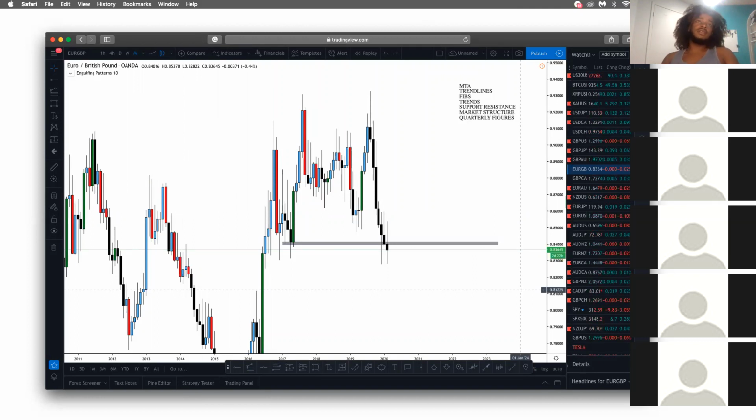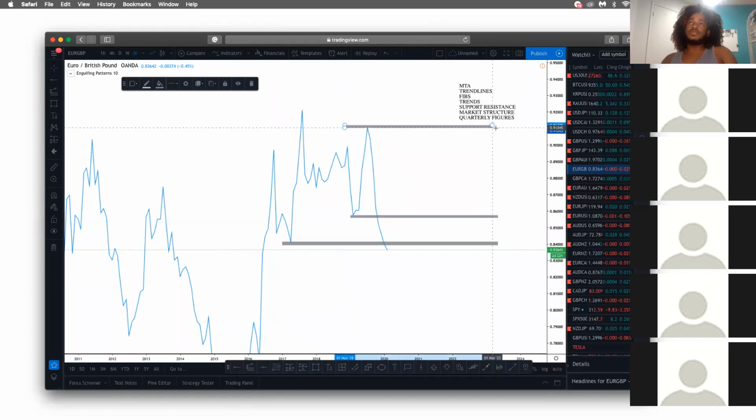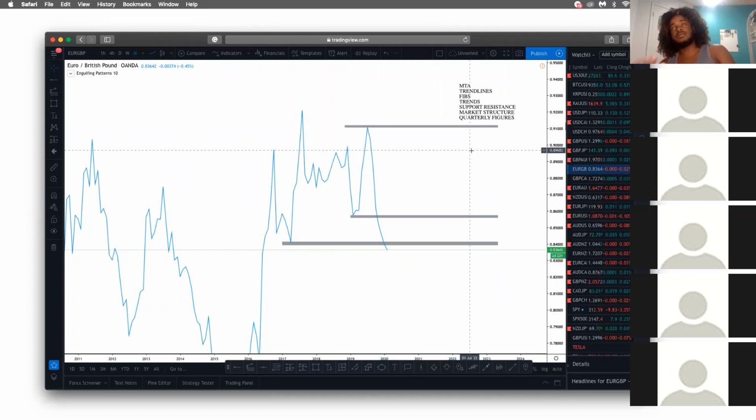Okay. Now, just for reference, I'm going to draw the other support and resistance levels, right? When you're drawing your support and resistance levels, you want to draw the most recent ones because that would probably be the most valid or the most accurate ones, right? So the most recent support or resistance levels are those next to the market, which would be these.